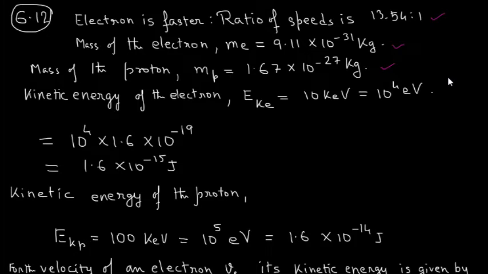Kinetic energy of the electron KEe is equal to 10 keV, that is 10 to the power 4 electron volt, is equal to 10 to the power 4 into 1.6 into 10 to the power minus 19, which is equal to 1.6 into 10 to the power minus 15 joule. Kinetic energy of the proton KEp is equal to 100 keV, which is equal to 10 to the power 5 electron volt, is equal to 1.6 into 10 to the power minus 14 joule.